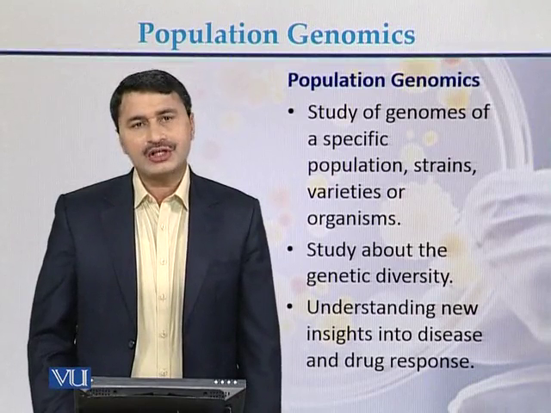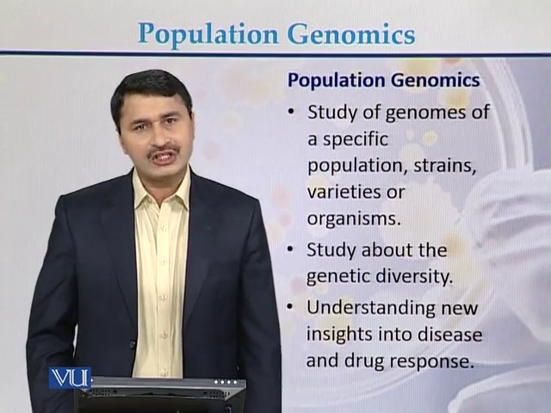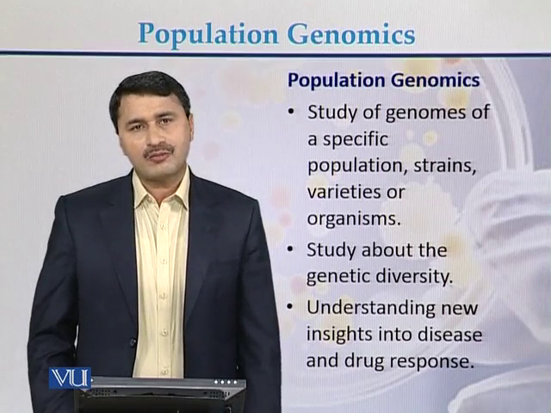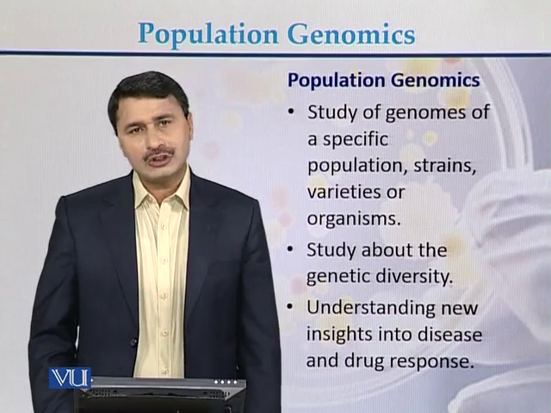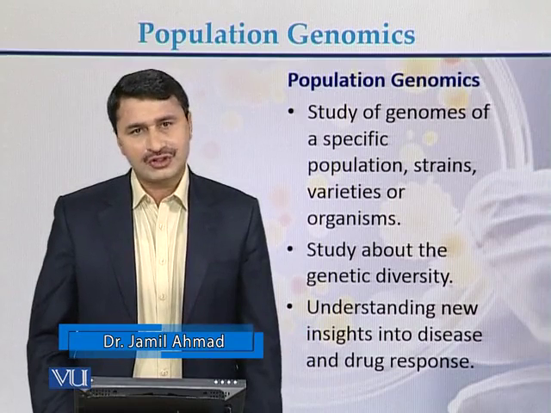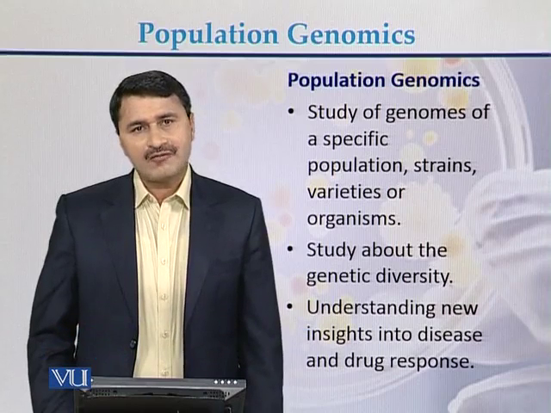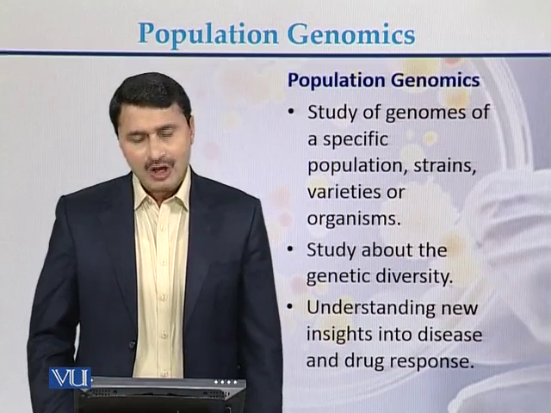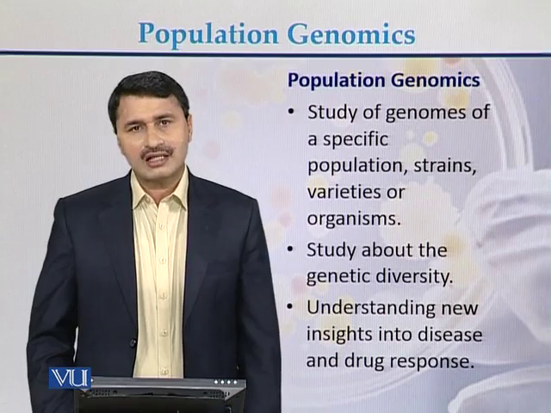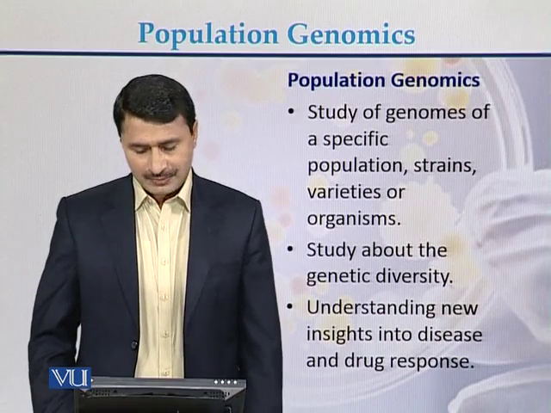Population genomics is the study of genomes of a specific population, specific strains, bacterial strains, or varieties of organisms. So in population genomics, we study the genome of a specific population. We study the genome of specific strains, that can be bacterial strains. We study the genomes of certain varieties, or the genomes of different organisms. Such a subdiscipline of genomics is called population genomics.